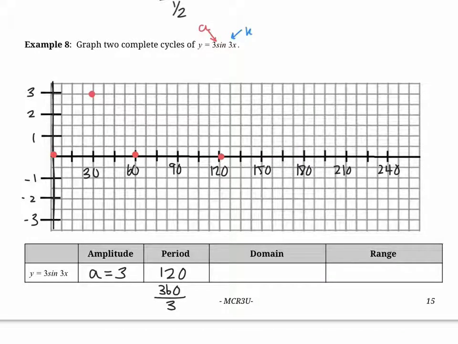And then it's going to reach its lowest value in between 60 and 120. And at that value, it's 90. So at 90 degrees, it's going to hit a minimum value of -3 since the amplitude is 3. So let's go ahead and connect them into a continuous curve. And let's go ahead and graph one more cycle. So try the last cycle on your own. So your last cycle should look something like this.